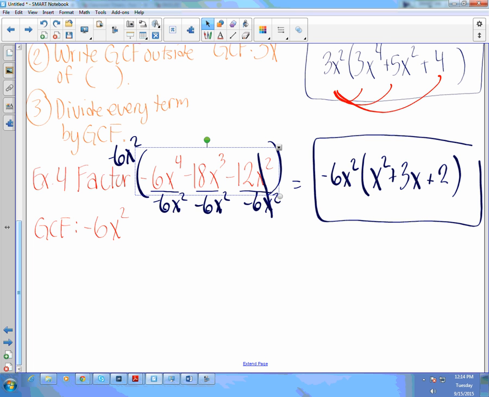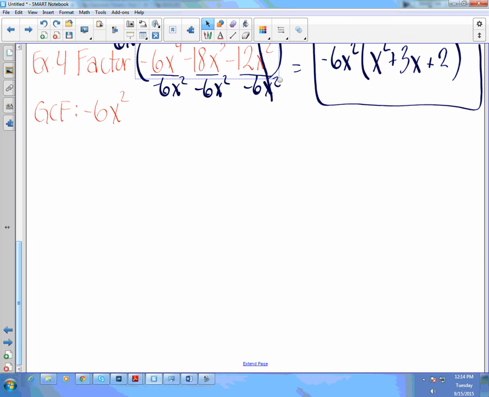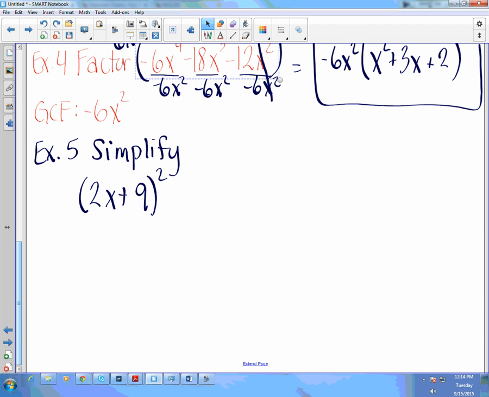Okay, that's factoring. We're going to do a couple of the special cases and then the rest is work time. So we're practicing multiplying polynomials together. Now these things are called special cases. Example 5. Simplify (2x + 9) squared.